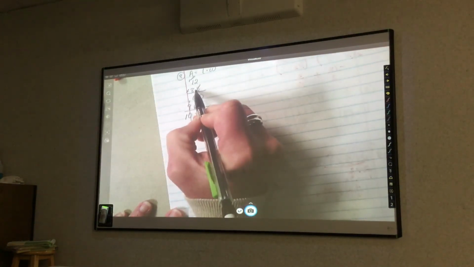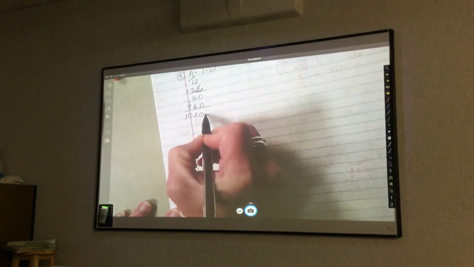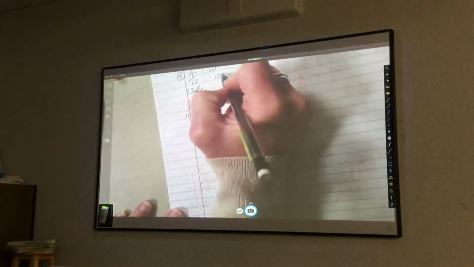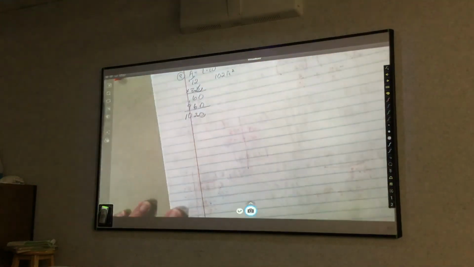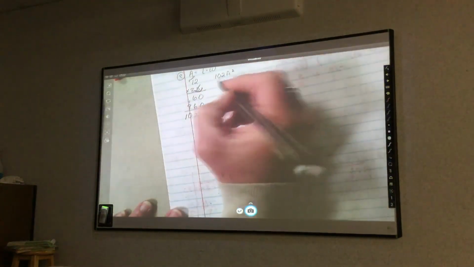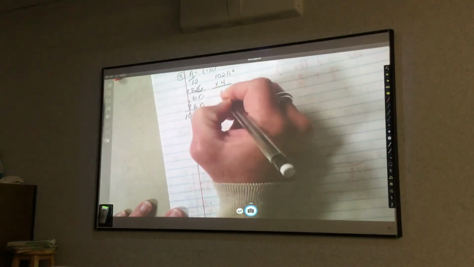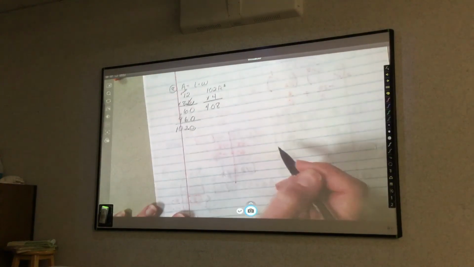Then I count my decimal. 1 decimal. Don't forget to go back and count your decimal. 102. So each wall is 102 feet squared. But how many walls are in my room? 4. So I take that times 4. So now my room is 408 square feet.